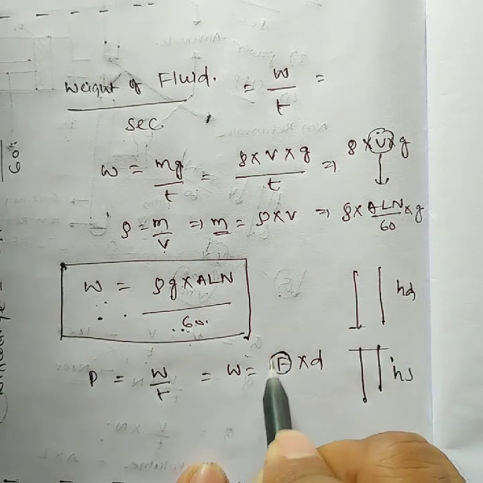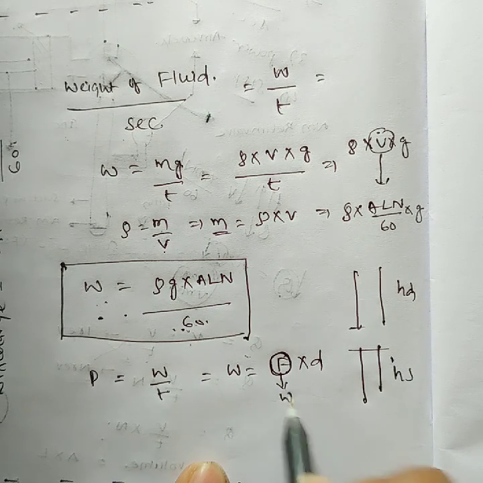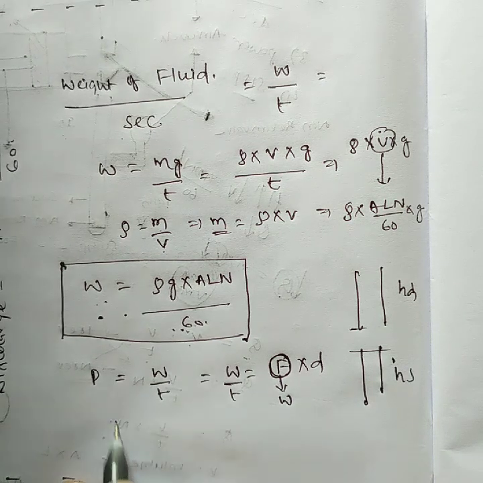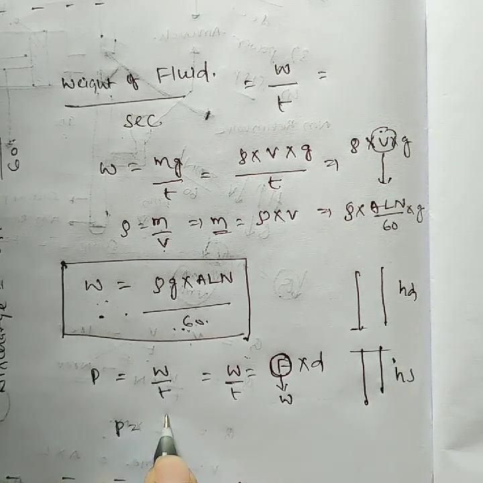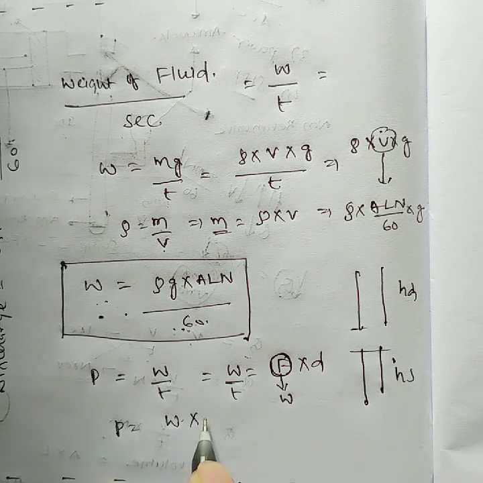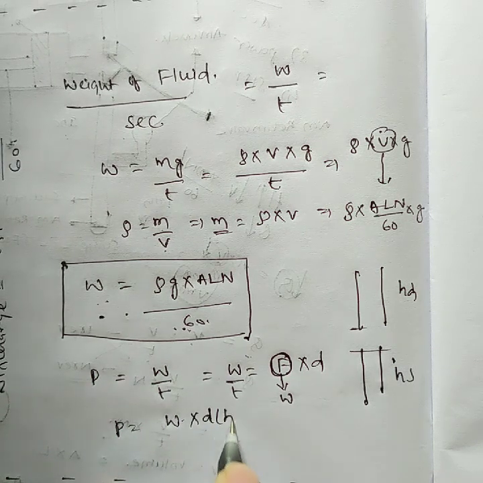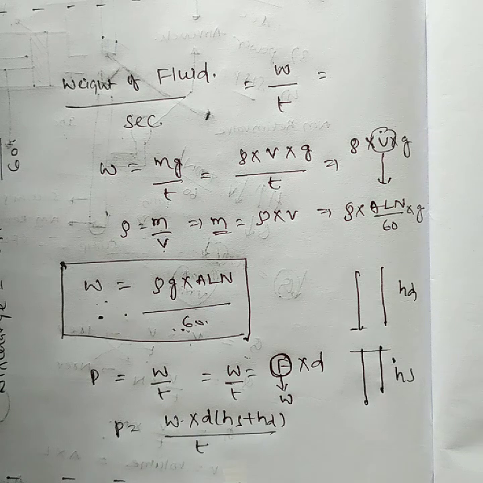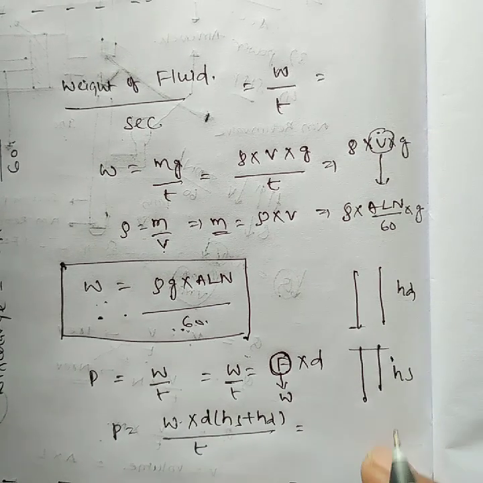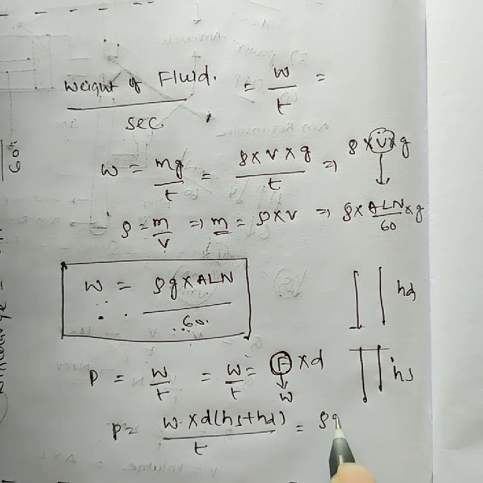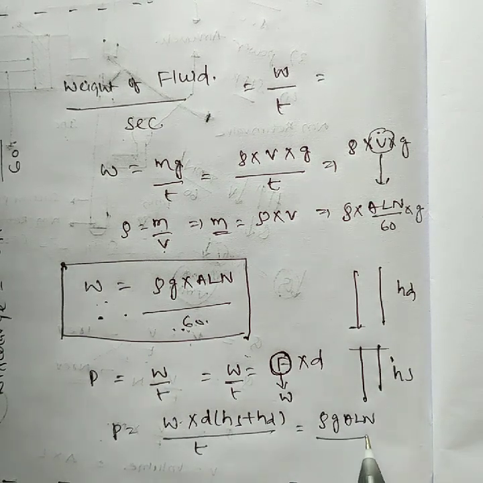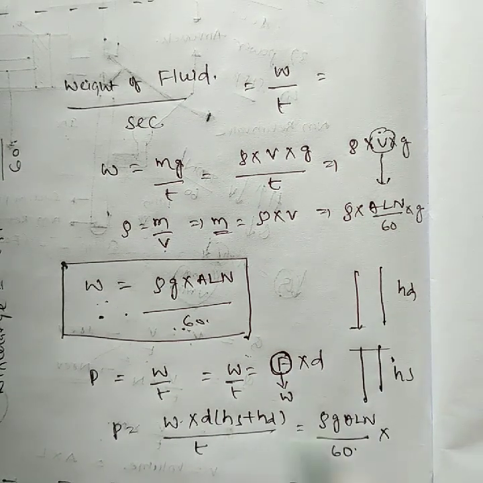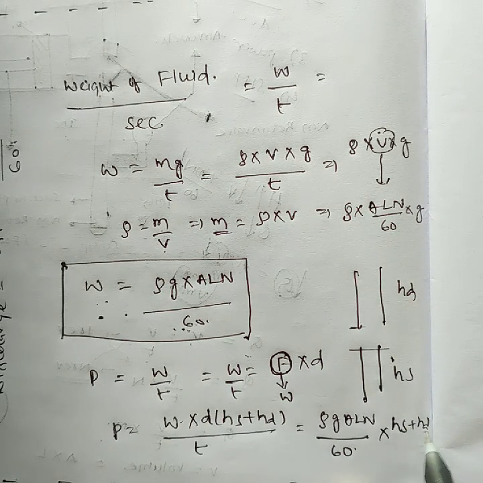What is the force here? Force is the weight of a fluid with respect to time. Finally, power is equal to weight of a fluid into displacement. Displacement you can write as HS plus HD, by time. Now, what is the weight of the fluid? Weight of the fluid is rho g ALN by 60, into displacement HS plus HD.